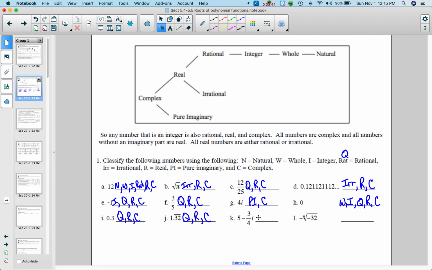5 minus 3/4 i is not pure imaginary because it has a real number part and an imaginary part, so this one would just be labeled complex. And then this last one, you are taking the 4th root of -32. So, you know what? I'm going to leave this one blank. I need to get back to you on this one because I'm thinking it's pure imaginary, but it's a 4th root, not a square root. And I think I remember looking and thinking that that's different. So we're going to leave that one blank.